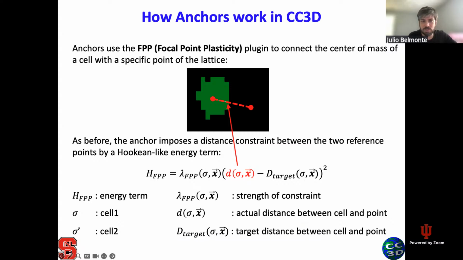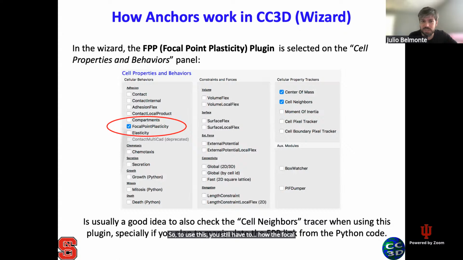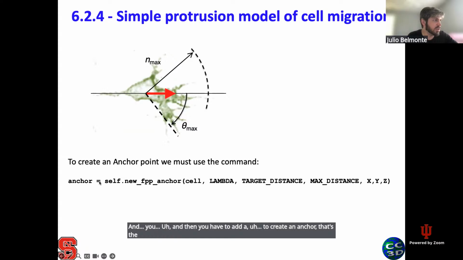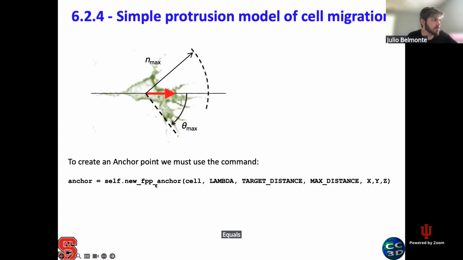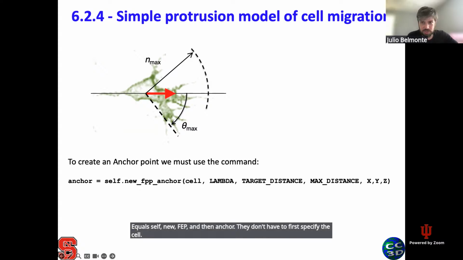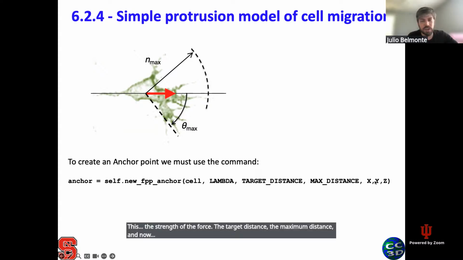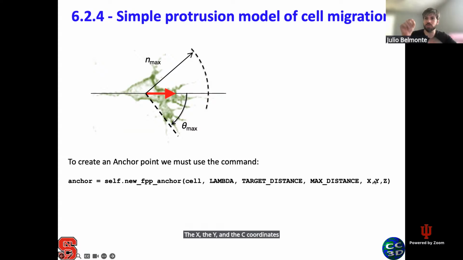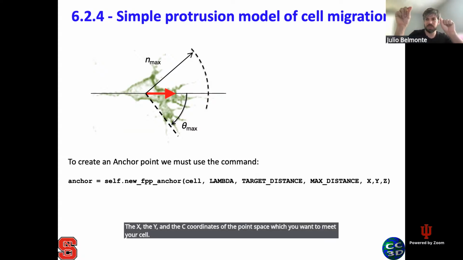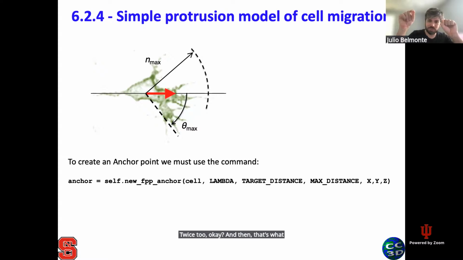To use this, you still have to call the focal point plasticity in your wizard, and then you have to add the command to create an anchor. You use anchor equals self.new_fpp_anchor. Then you first specify the cell, the strength of the force, the target distance, the maximum distance, and now you specify the position in space: the X, the Y, and the Z coordinates of the point in space which you want to link your cell towards. And that's what you will do.